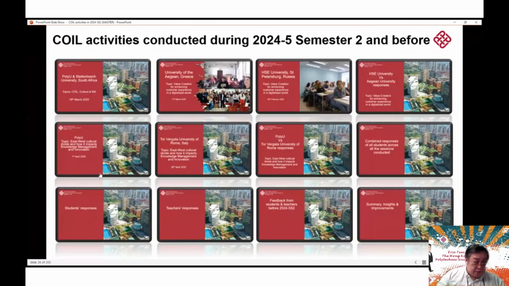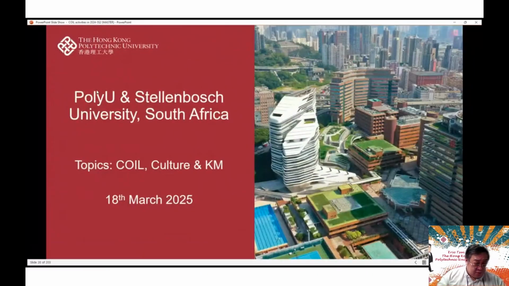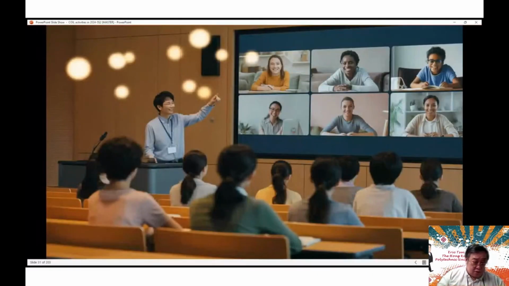Okay, so many sections here. I'm not going to go through all of them, obviously, but as I said, this is a high-level summary of the various classes I've held. So have a look at this one, PolyU and Stellenbosch in real time. So a COIL, it was carried out in March. So if you've been following what I say, it's a live class. So it's like the teacher, me in this case. This is a reenacted picture, right?